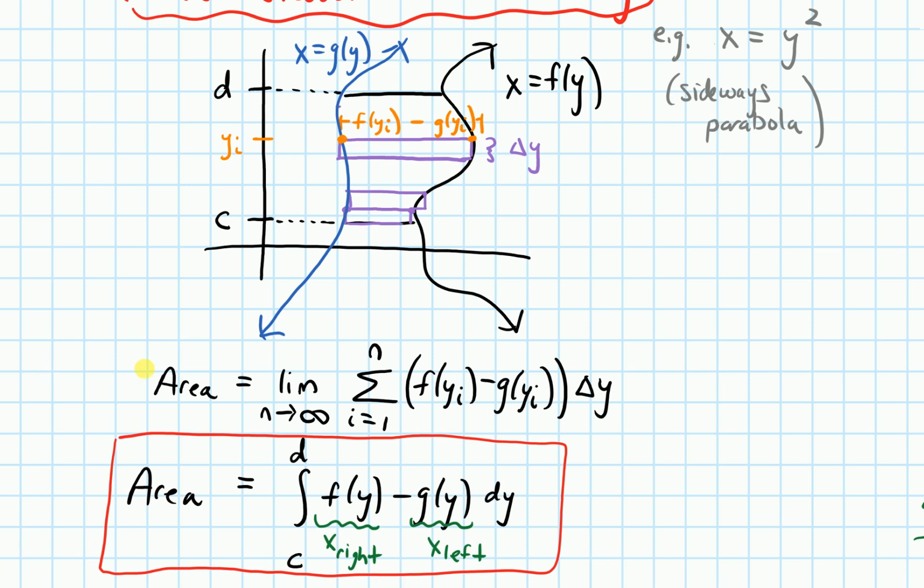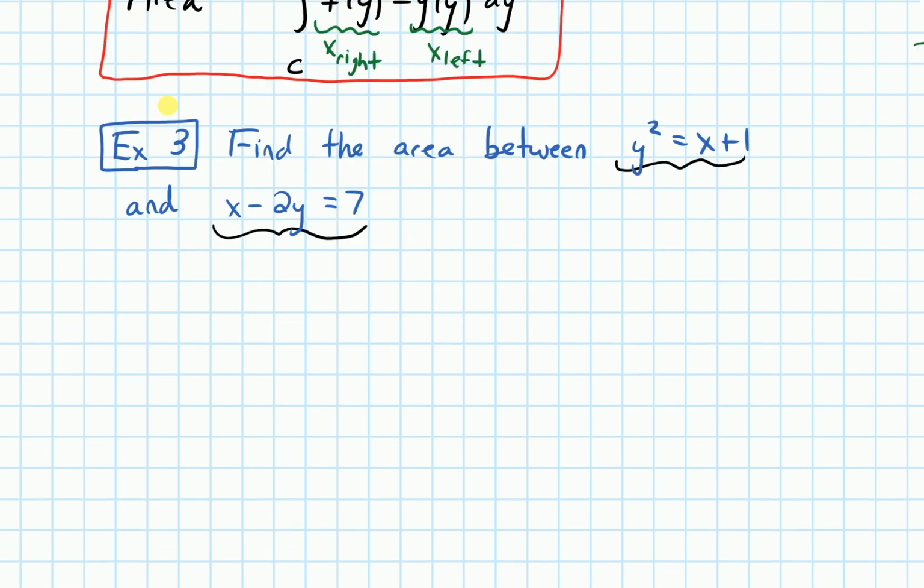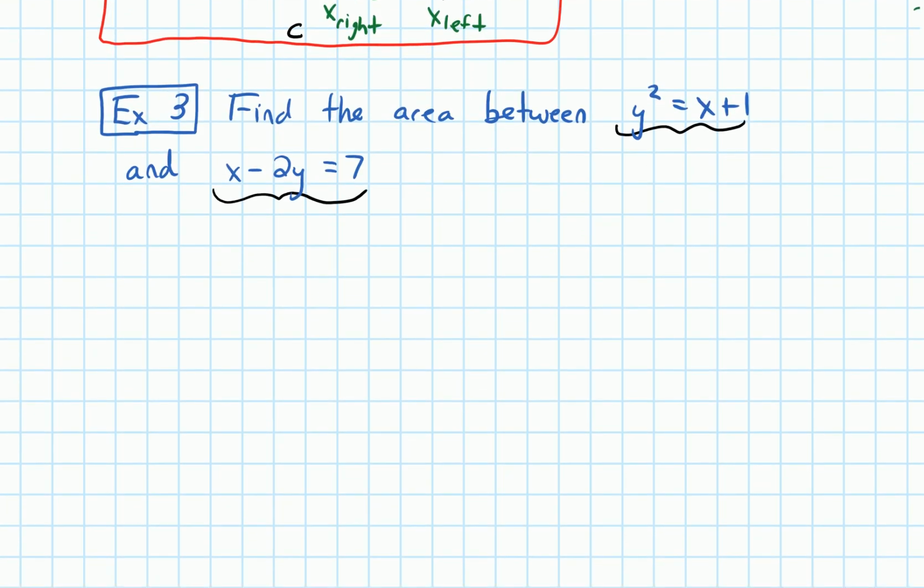Alrighty, so let's look at an example. Okay, so let's find the area between these two curves. The first one is y squared equals x plus 1. The next one is x minus 2y equals 7. Okay, so it's going to be helpful if we can draw a rough picture. So I'm going to draw some axes.